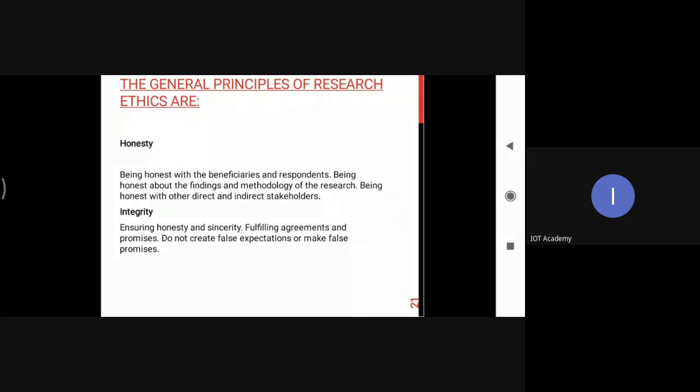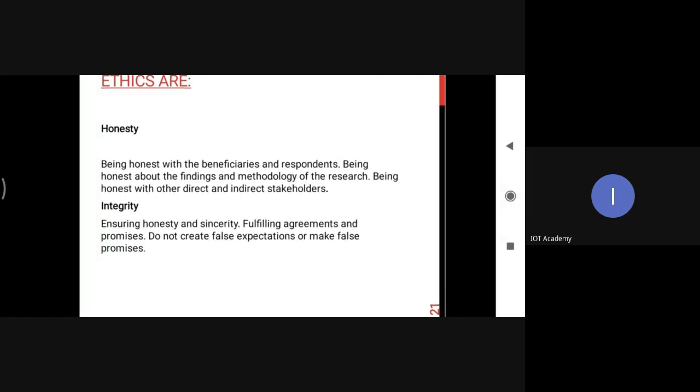And the data collection or the research should be such that it is going to benefit the society at large. It can be medical, it can be social, it can be anywhere, any kind of research you are doing. Then secondly, it talks about integrity. Integrity says ensuring honesty and sincerity, fulfilling agreements and promises.